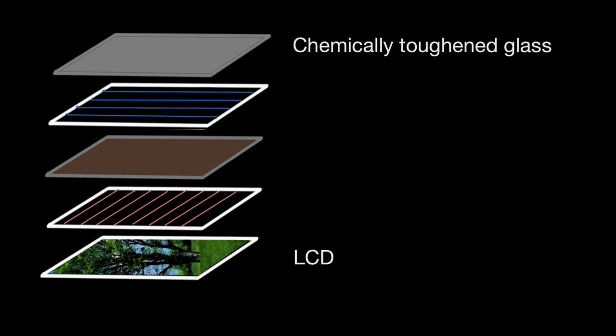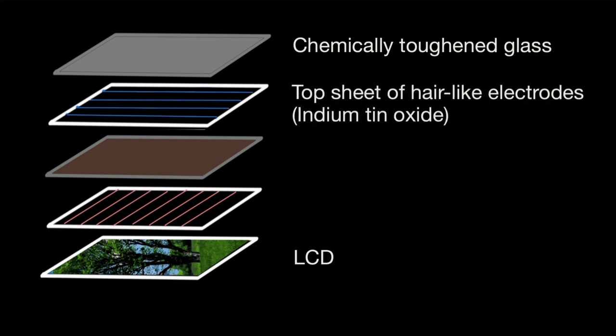And between the LCD screen and the toughened glass are several sheets. One of them, the top sheet, is a sheet containing a grid of hair-thin lines of a conductive metal. And this conductive metal could be indium tin oxide, or copper. I have shown them as colored, but these lines are transparent. And of course, there are many, many of such conductive lines on the top sheet.